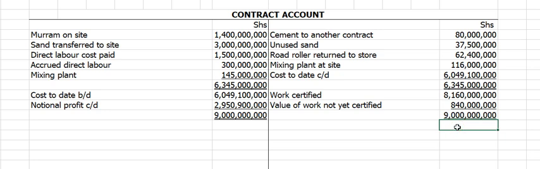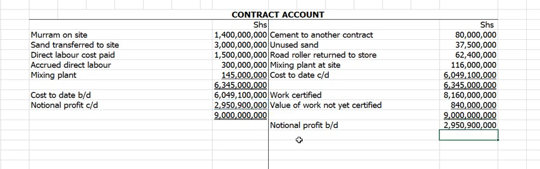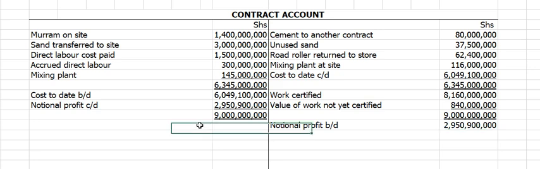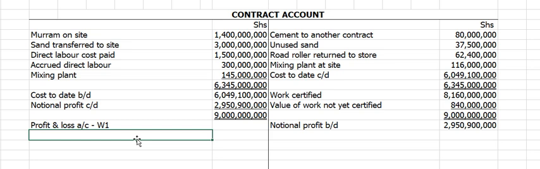However, we have to find out the portion of this notional profit that is going to be transferred to the profit and loss account. So we bring the notional profit on the opposite side. So that is notional profit brought down. We bring it down on the opposite side of the account. Then we have to find out that portion of profit that is going to be recognized, that is going to be transferred to our profit and loss account as at the end of the year. But of course, I'm going to show this in the workings. Then of course, there will be a profit provision.